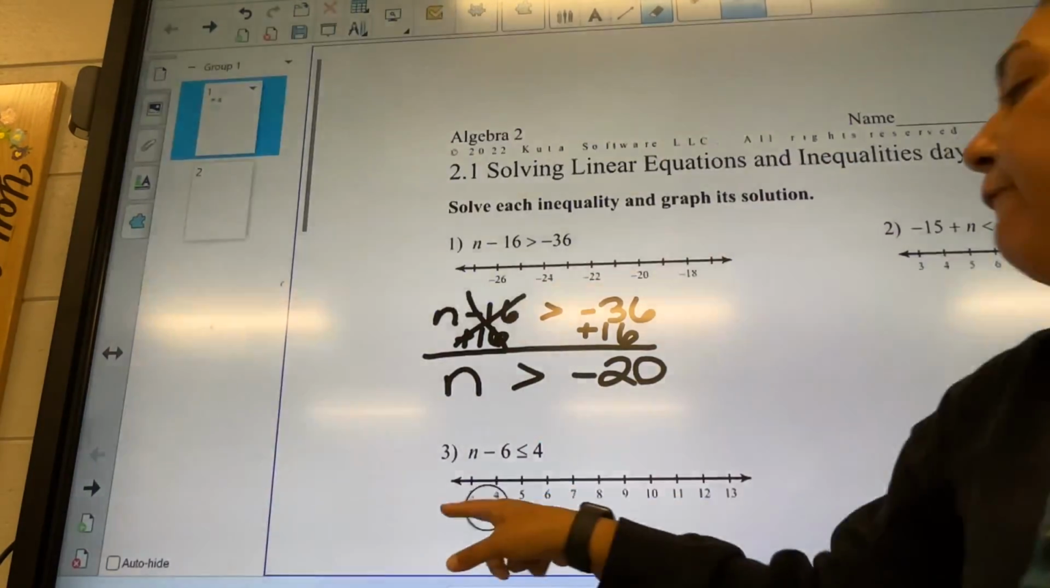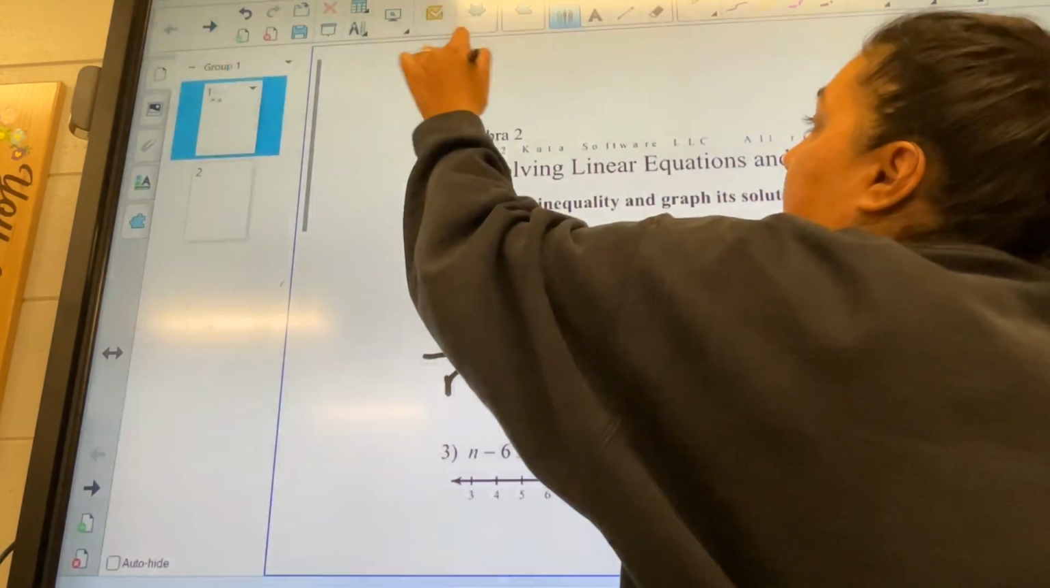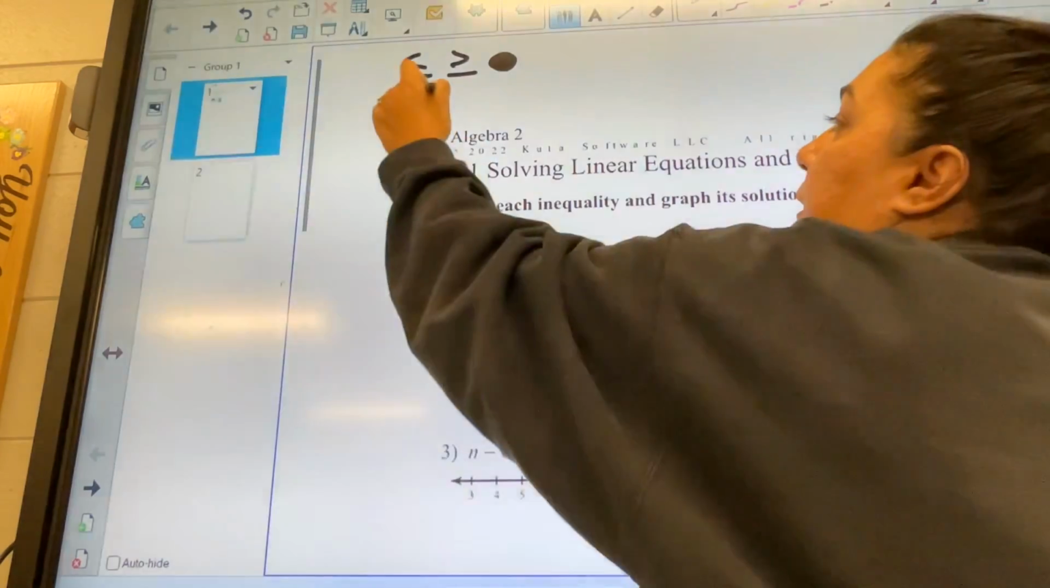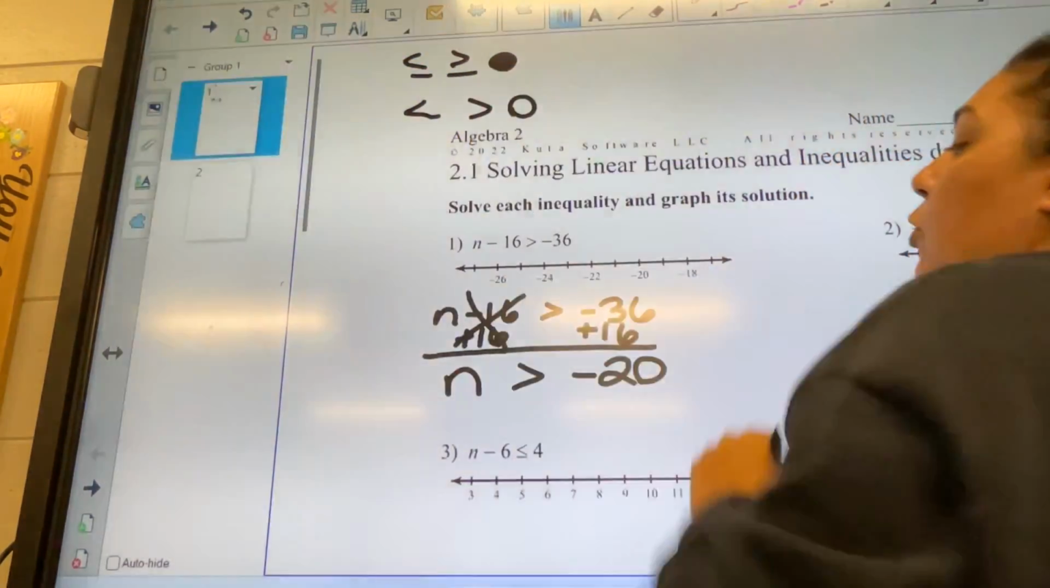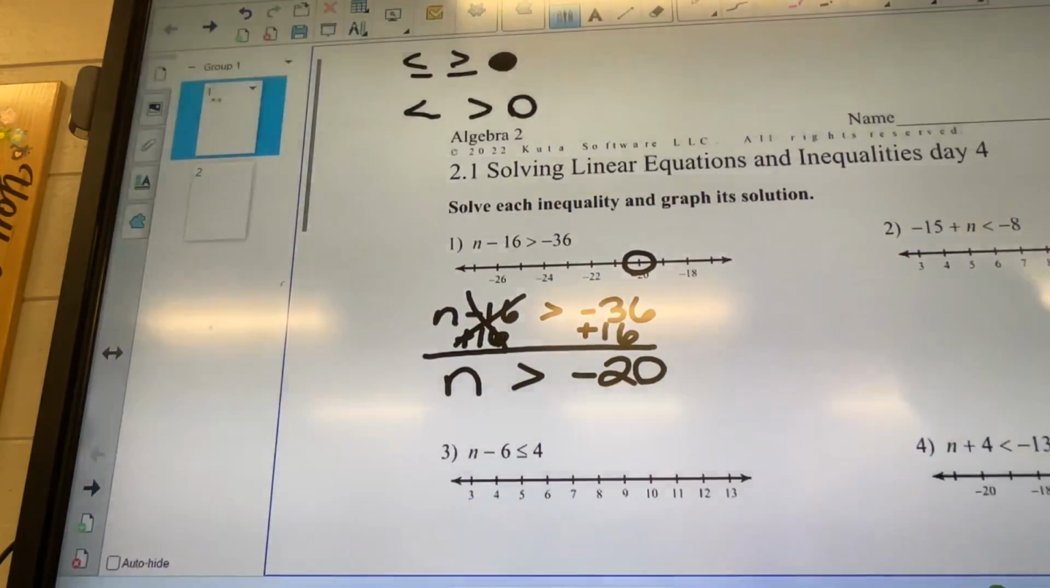So for the signage, if it is like this, or like this, it's going to be a closed dot. If it's like this or like this, it's going to be an open dot. Okay, so we're going to go to the 20, and are we going to do an open or closed dot? We're going to do an open dot on negative 20.